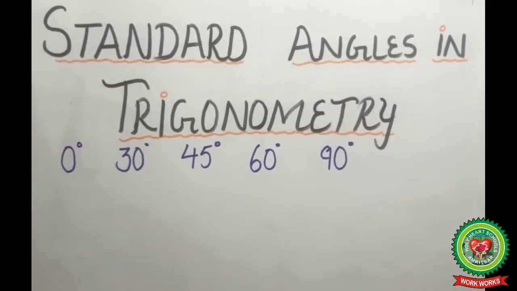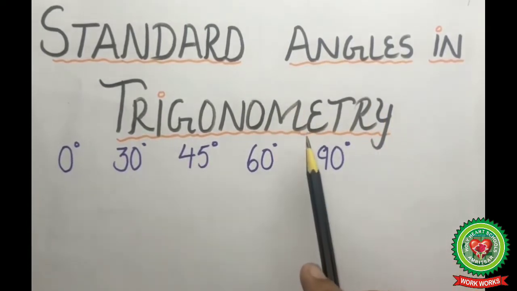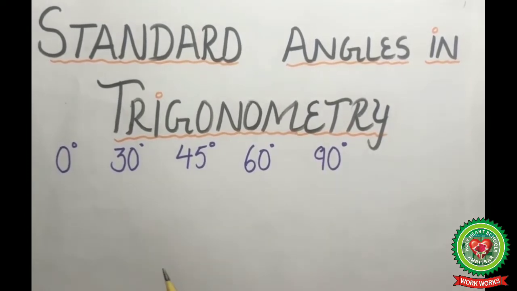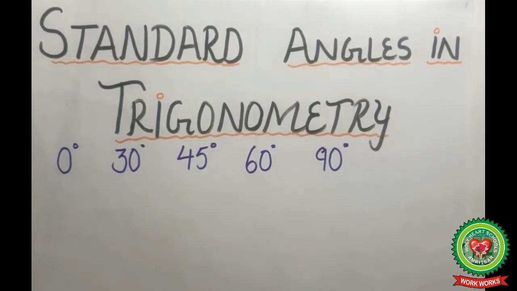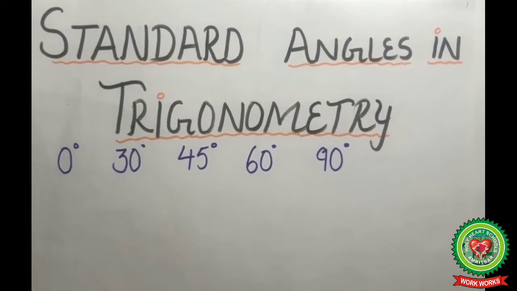Hello students, today we are going to start with the topic standard angles in trigonometry. In trigonometry we have 5 standard angles which are 0 degree, 30 degree, 45 degree, 60 degree and 90 degree. Students, we have already discussed the T ratios. So there are 6 T ratios which are sine theta, cos theta, tan theta, cosecant theta, secant theta and cot theta.